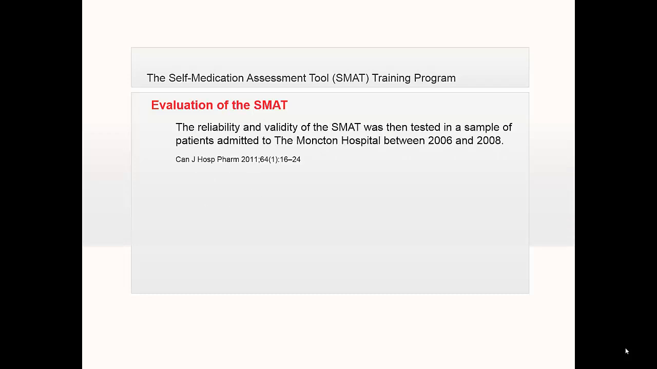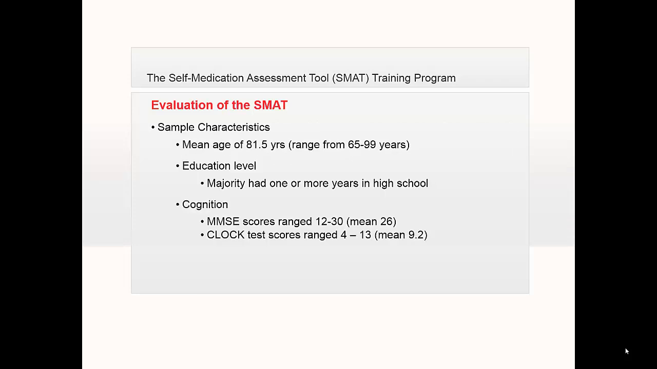The reliability and validity of the SMAT was then tested in a sample of patients admitted to the Moncton Hospital between 2006 and 2008. This sample had a mean age of 81.5 years, ranging from 65 to 99 years. Most had 1 or more years in high school, and regarding cognition, their MMSE scores ranged from 12 to 30, with a mean of 26, and their clock test scores ranged from 4 to 13, with a mean of 9.2.